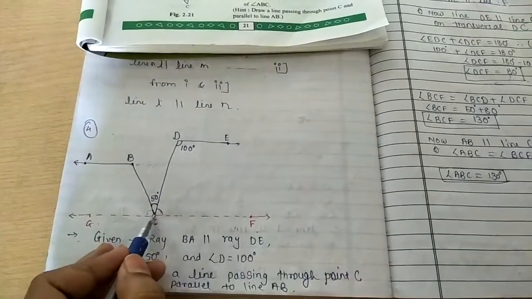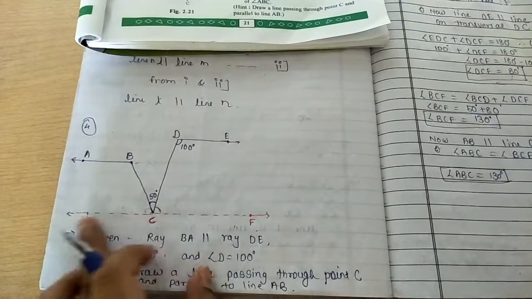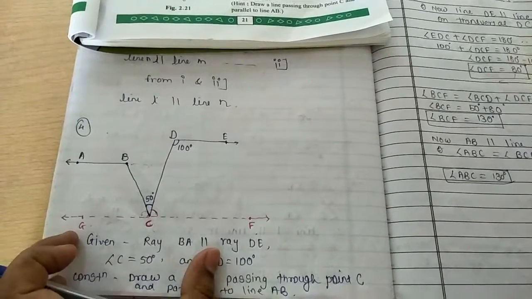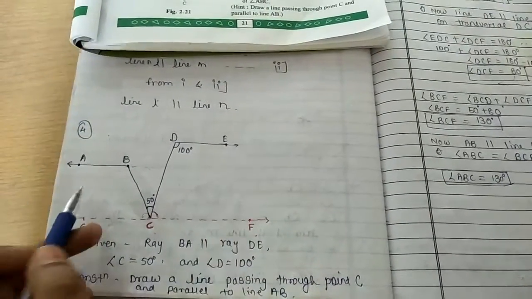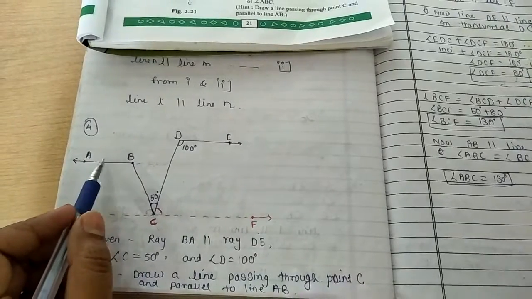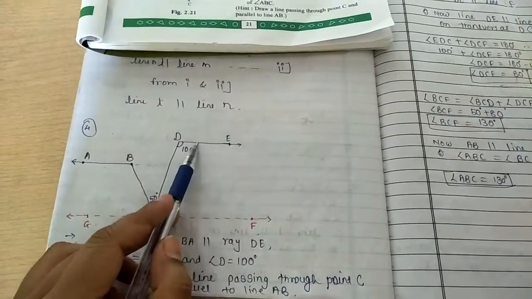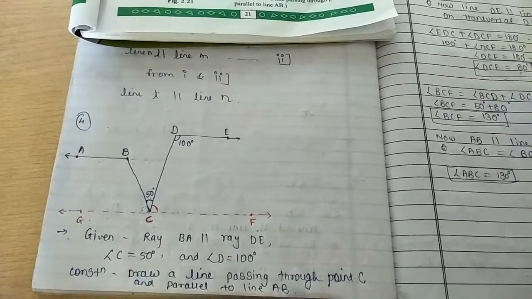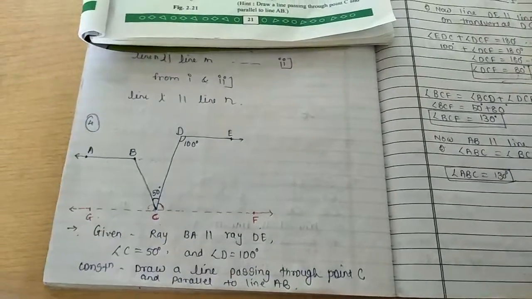So what we did, from this point C we draw one line GF. Now if you observe, this GF is parallel to line AB, and if it is parallel to AB, then obviously it is parallel to DE also, because AB and DE are parallel lines. So that's what we wrote here in the construction. Okay, so now we will go on with our example. So first, the to find.